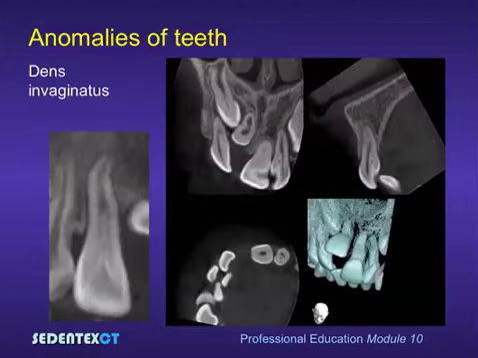Here we see an anomaly, dens invaginatus, a very common anomaly of particularly lateral incisor teeth, although it can occur in any tooth. Note the invagination on the palatal aspect of the lateral incisor. This imaging is also helpful if an endodontist is planning to do treatment of a tooth like this.